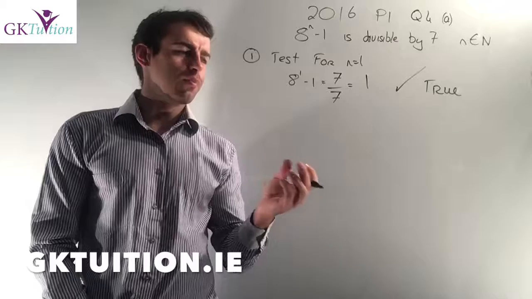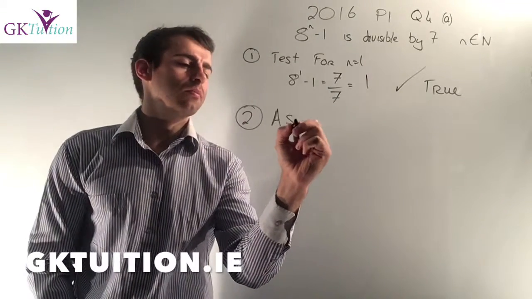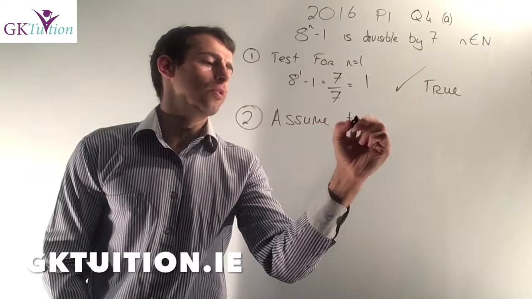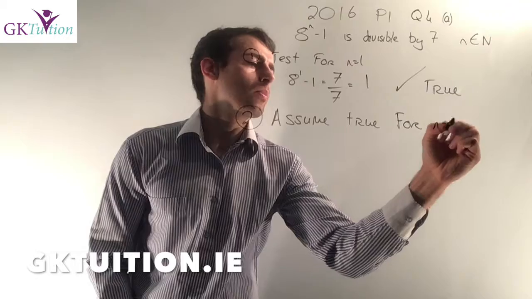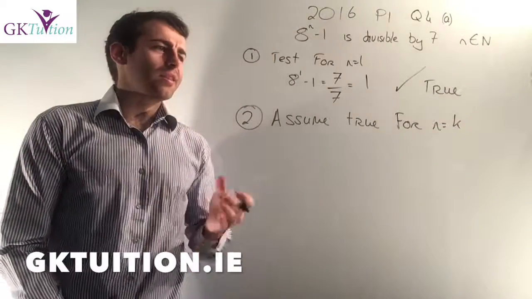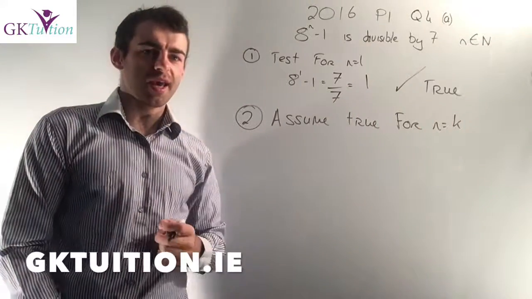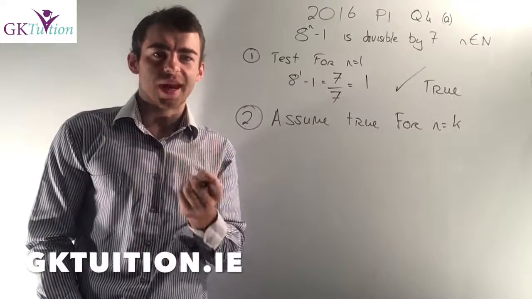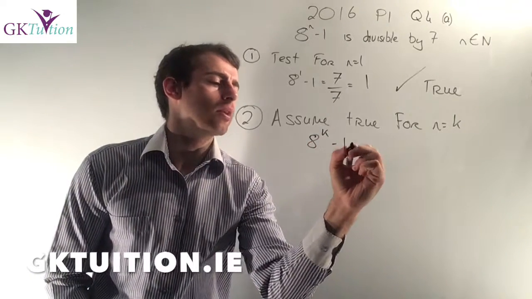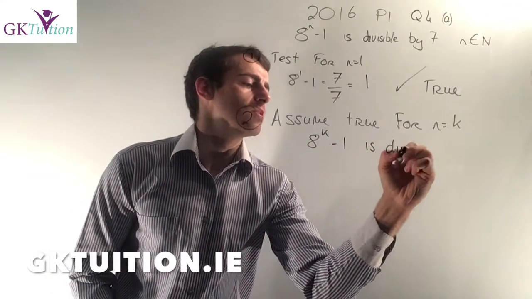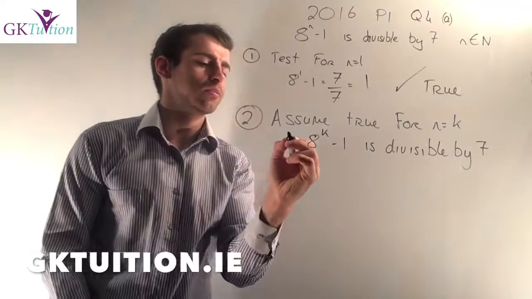Now my second step will always be the same. So my second step is an assumption. And I'm going to assume it's true for n equals k. So assume true for n equals k. And what this means is that I'm now going to sub into my expression, everywhere there's an n, I'm going to sub in a k. And I'm going to assume that that is divisible by 7. So I'm going to assume that 8 to the power of k minus 1 is divisible by 7. And for the rest of this question, I'm going to work off of that assumption.